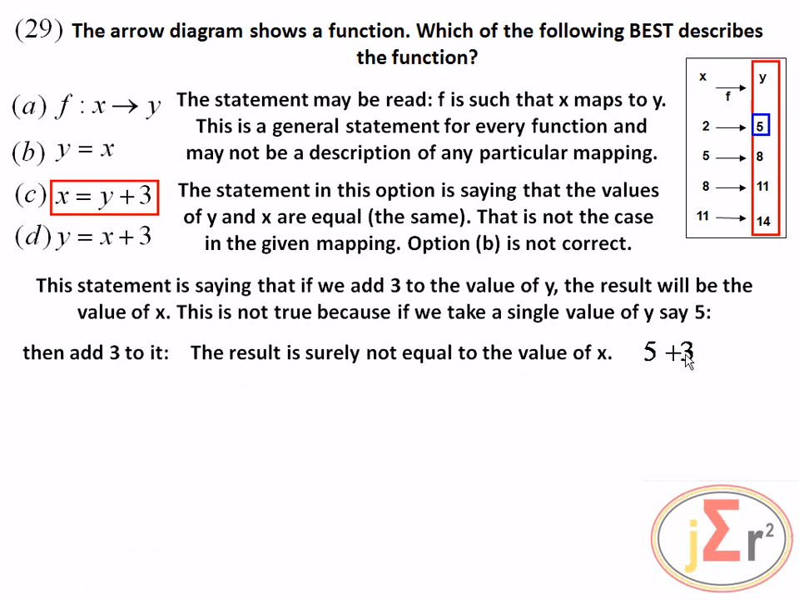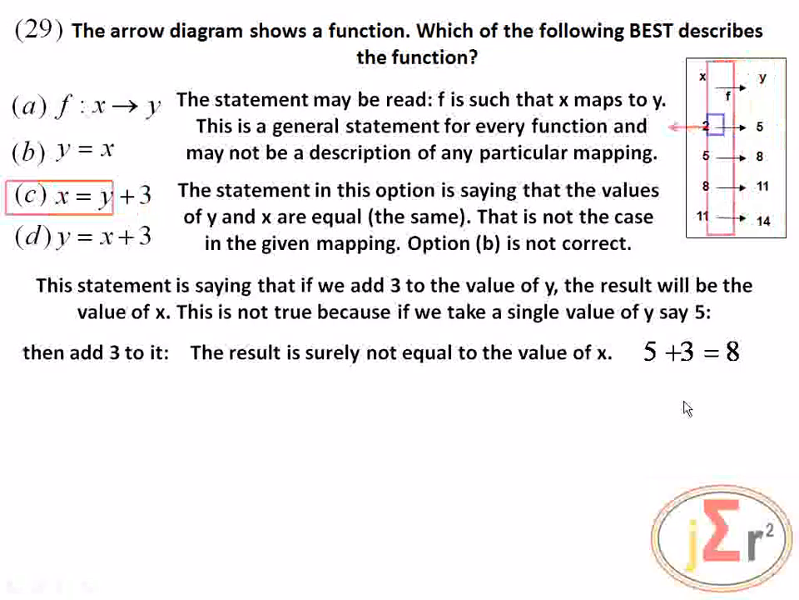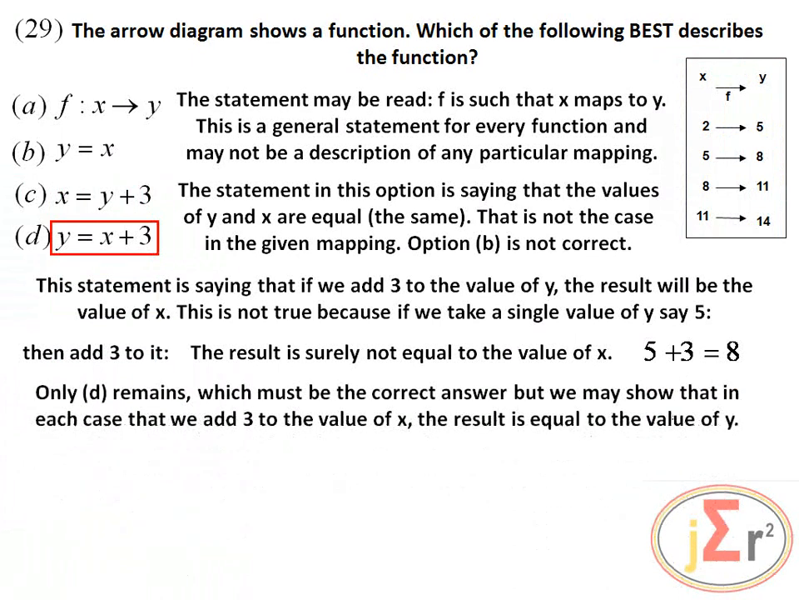So if we have 5 plus 3, this is the value of y that we have chosen. This is the corresponding value of x. Right there. The corresponding value of x is this. But we get 5 plus 3 is equal to 8. And we have x is equal to 2. Therefore, x is surely not equal to y plus 3. Finally, only D remains, which must be the correct answer. But we may show that in each case that we add 3 to the value of x, the result is equal to the value of y.